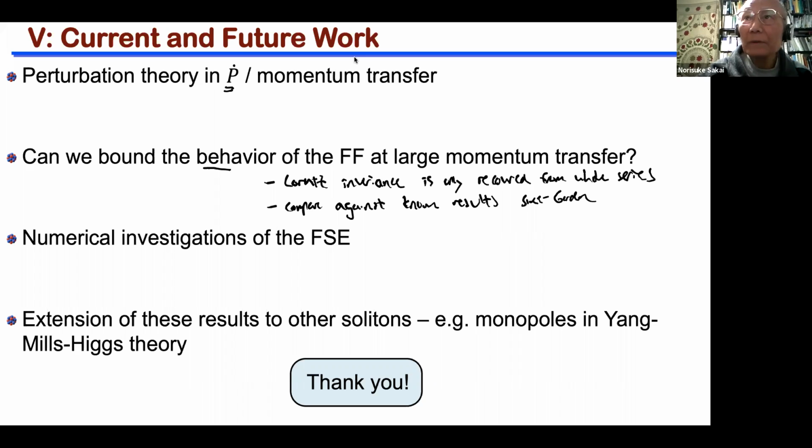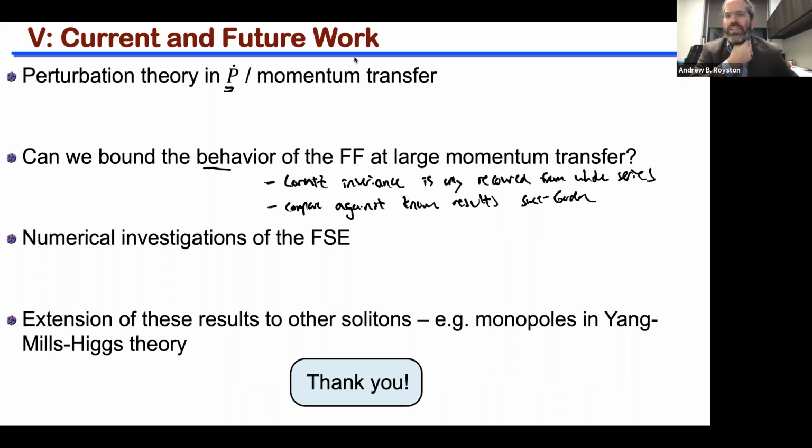May I ask one thing? My name is Sakai. When you mention this perturbation in terms of momentum transfer, there must be a mass scale dividing this one. Is that the original mass gap or something else? Actually, the soliton mass.